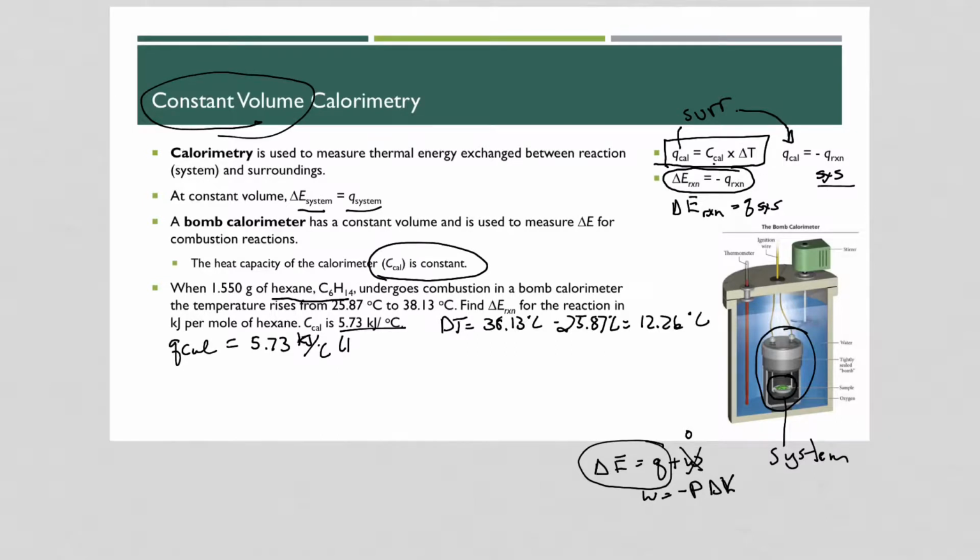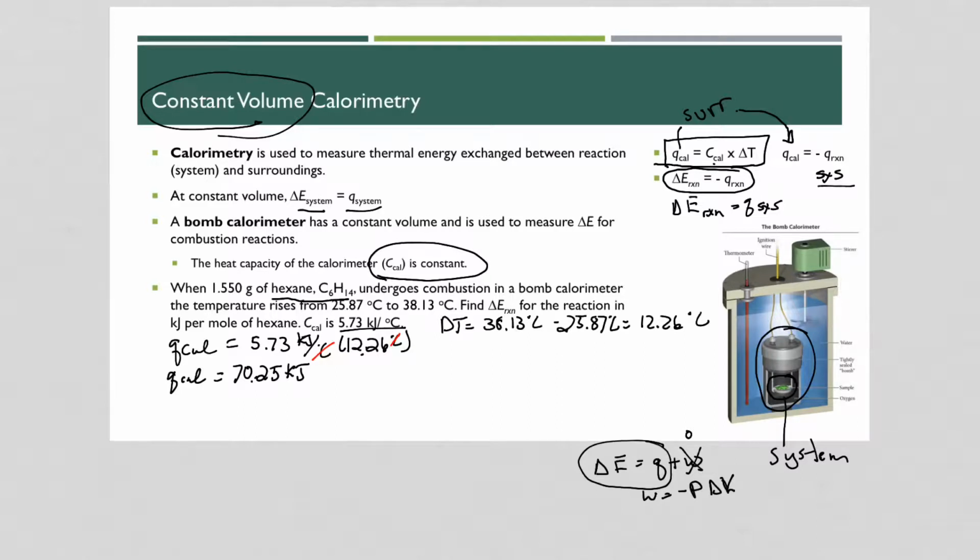So we simply do our math and we get Q of the calorimeter equals 70.25 kilojoules. So our temperature units cancel and we get our Q of the calorimeter. So in other words, the calorimeter gained 70.25 kilojoules of heat.